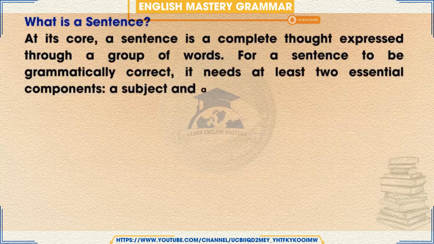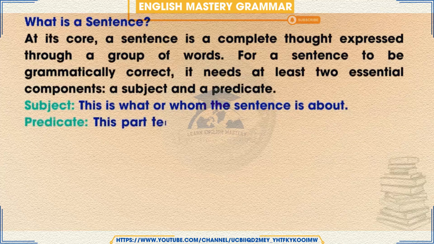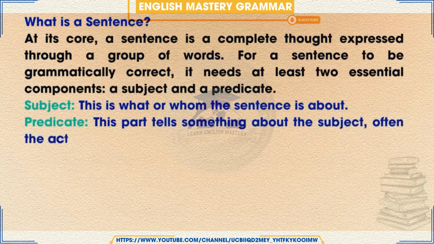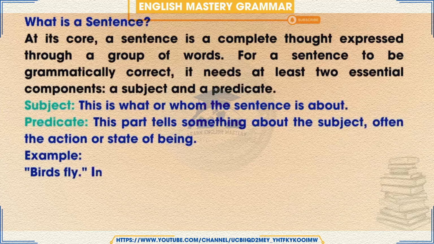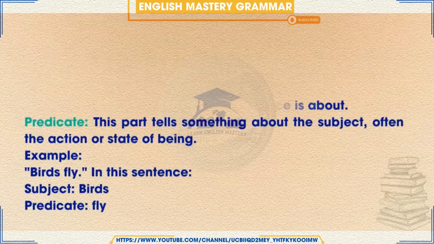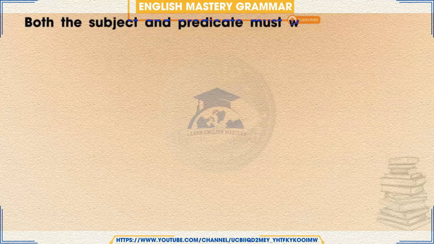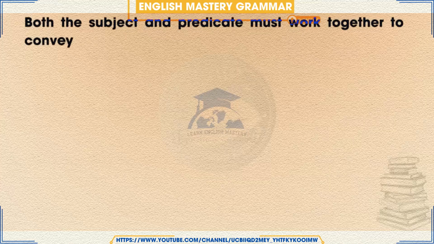Subject: this is what or whom the sentence is about. Predicate: this part tells something about the subject, often the action or state of being. Example: Birds fly. In this sentence, subject: birds. Predicate: fly. Both the subject and predicate must work together to convey a complete thought.